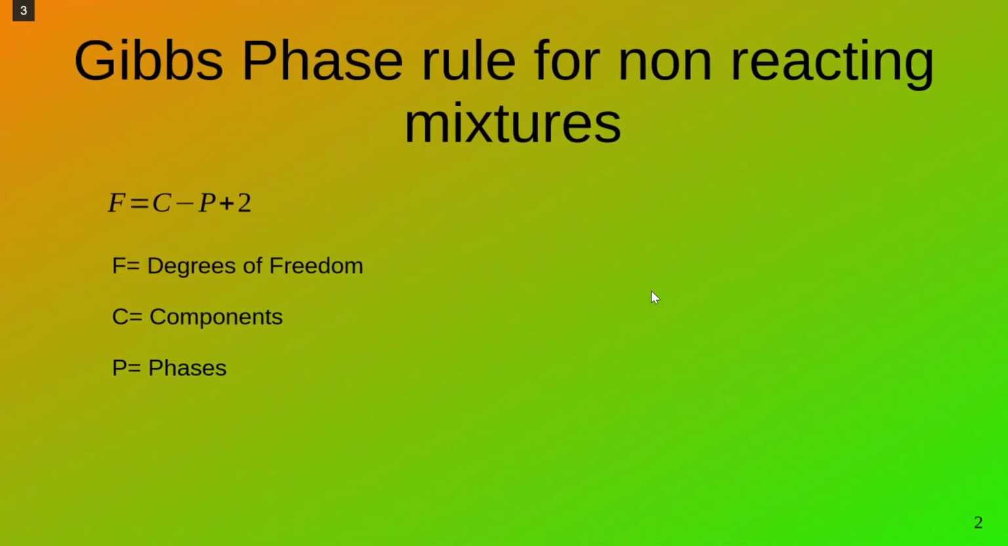Well, as we all know, and I have discussed this in many of the videos which should be available in the playlist, that the Gibbs phase rule for non-reacting mixtures is F is equal to C minus P plus 2. That is, C is the components, P is the phases, and 2 is 2.